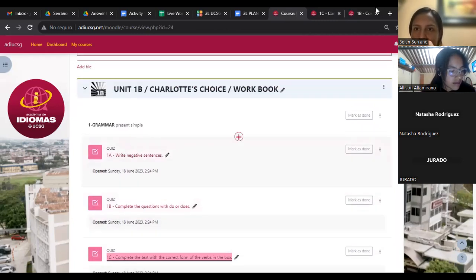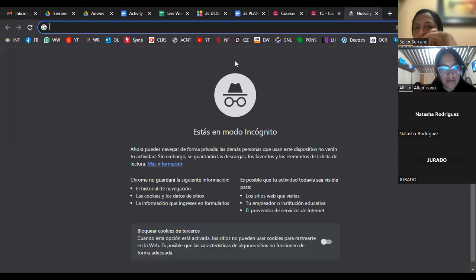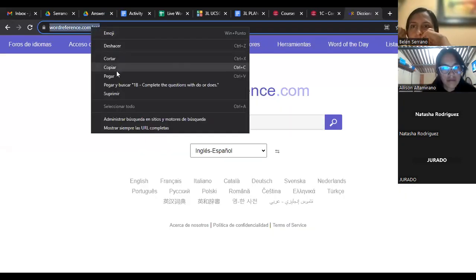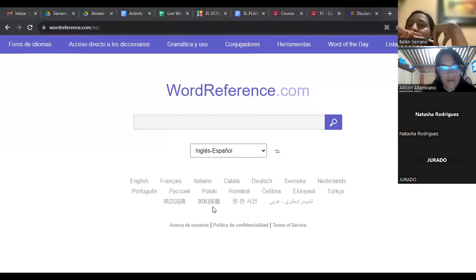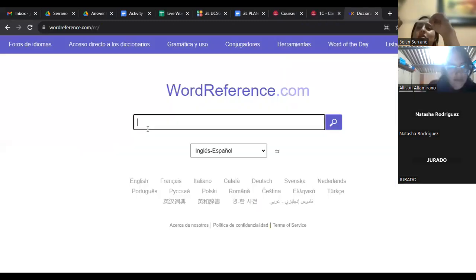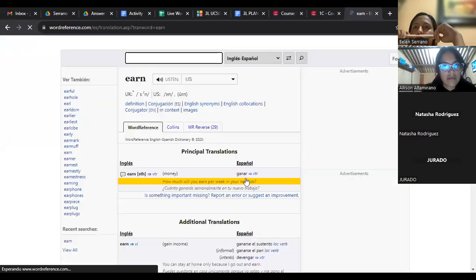Recuerden que cada vez que encontremos una palabra nueva, lo ideal es buscarla en el diccionario, ¿ok? La vez pasada les recomendé un diccionario que es Word Reference. Se los vuelvo a compartir. Y les recomendé no utilizar el traductor porque el traductor no sabe el contexto, ¿ok? Si busco una palabra, por ejemplo, earn, I look it up, y aquí tengo lo que es ganar.